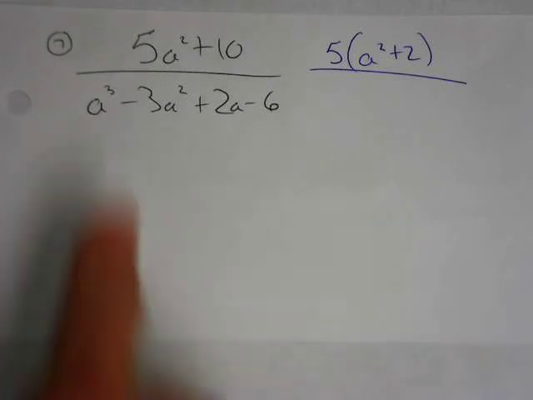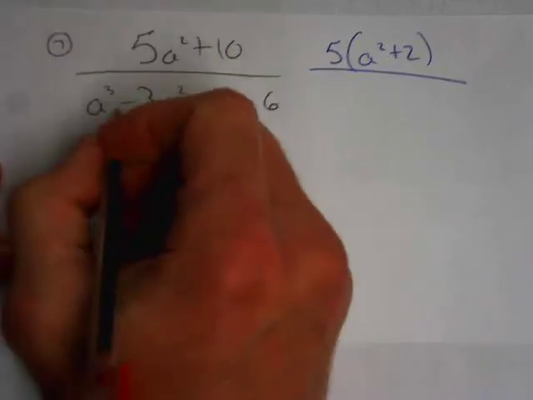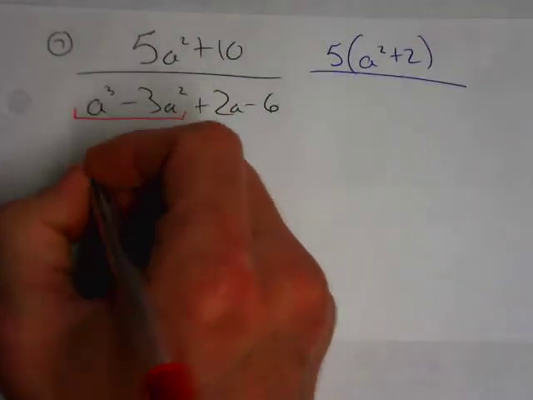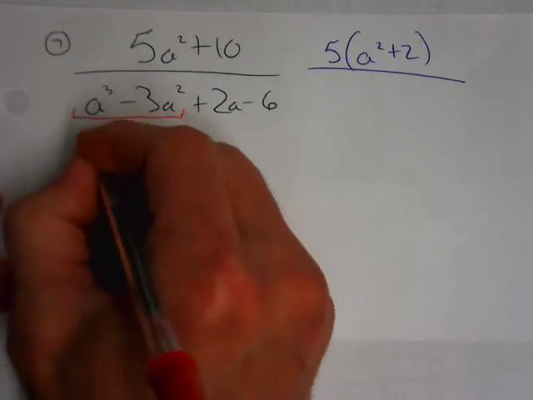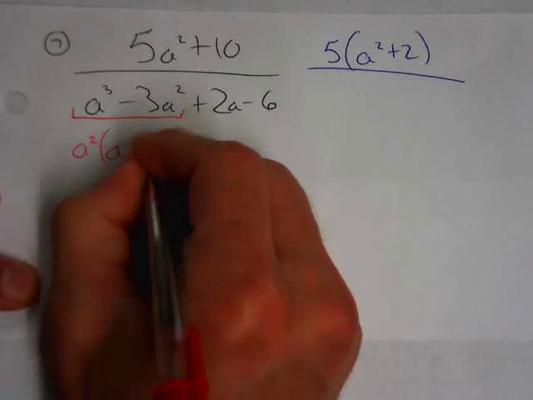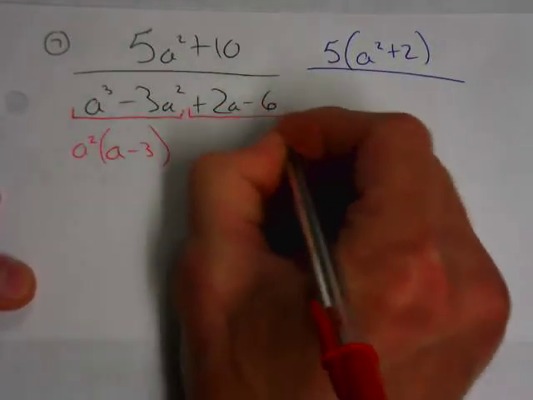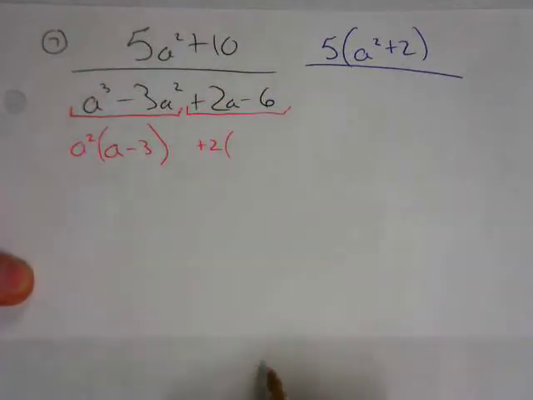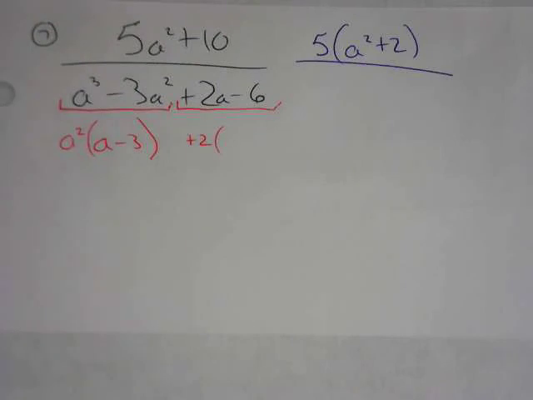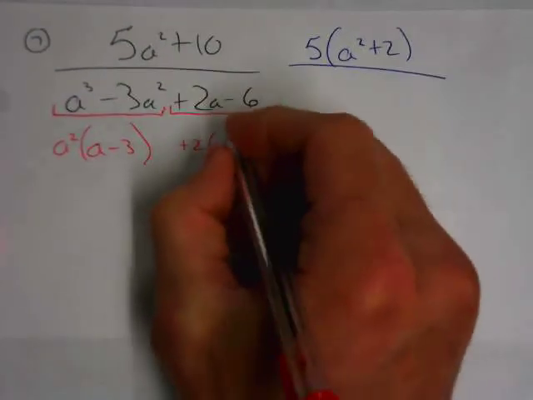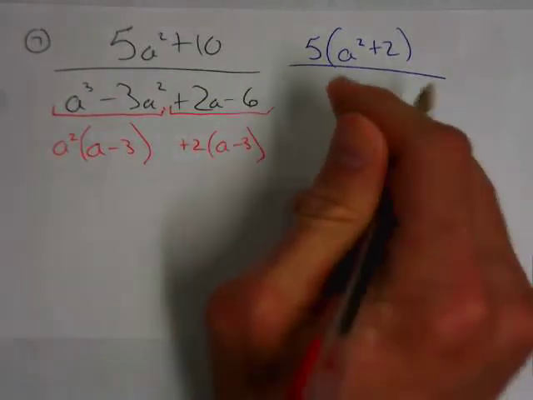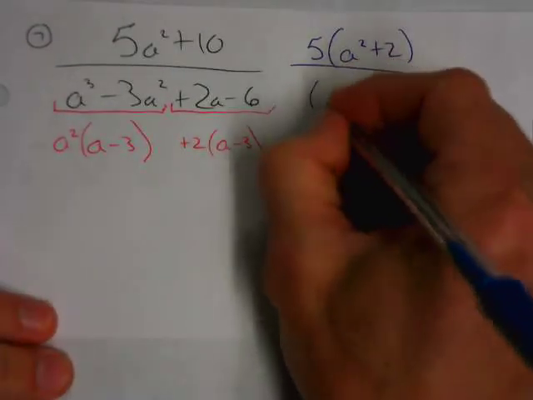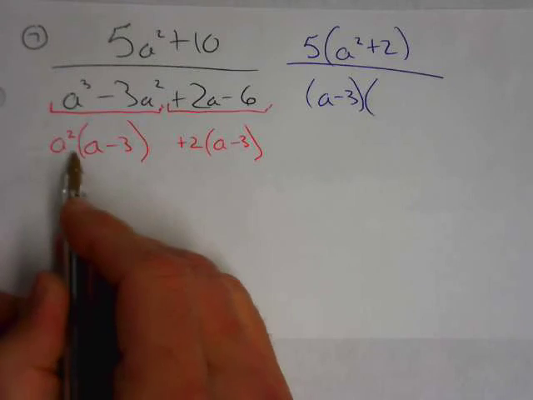In the denominator, can we factor this? Well, we can't combine like terms. There are 4 terms, so let's try factoring by grouping. In the first group, a squared is the GCF, and we'll be left with a minus 3. In the second group, 2 is the GCF, but there's a plus sign, so we're going to factor out a plus 2. Again, if this is difficult, you have to go back to the previous unit on factoring, and we'll be left with a minus 3. Hopefully you see we have a common binomial of a minus 3, and then a squared plus 2.